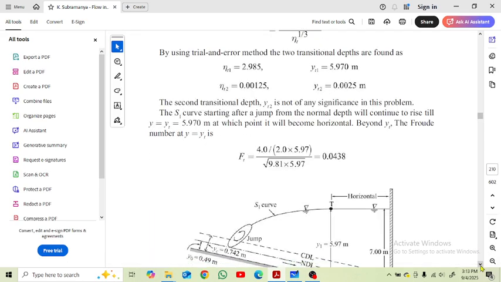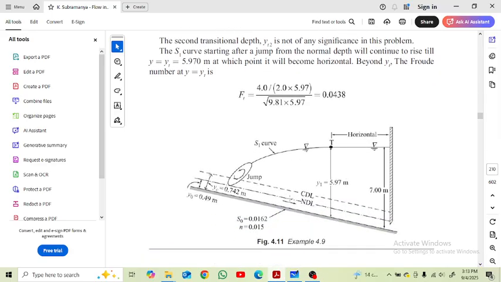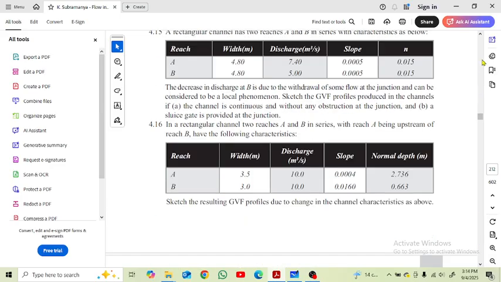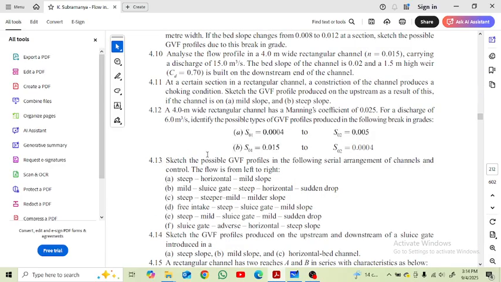Here you can see, if the sluice gate is over here and CDL is governing, CDL is above the NDL, then the jump occurs first and the curve is going to be an S1 curve. You need to learn from the practical flow profiles. This is the zone where the question in the final exam will come from: steep to horizontal and horizontal to mild slope. This is how the question comes in the exam.